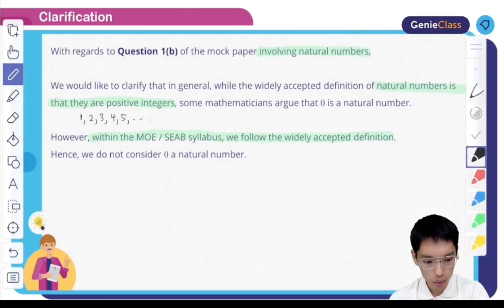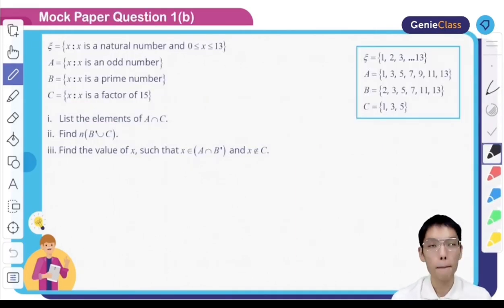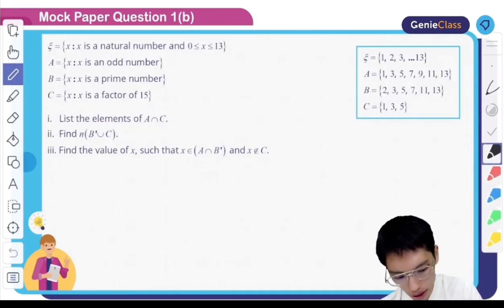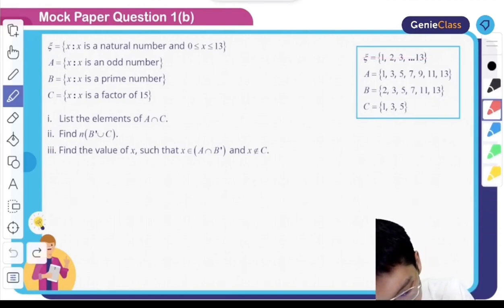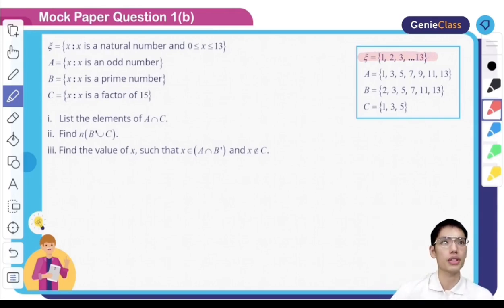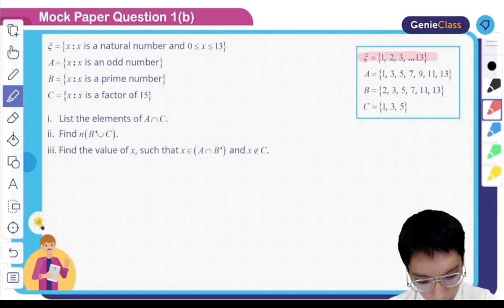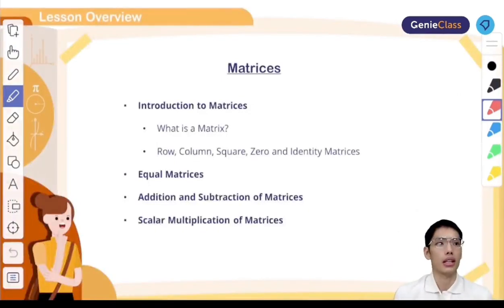So henceforth, when we talk about the mock paper question 1B, if we were to look at the universal set, sorry about that, it should not include zero. So therefore, that's the universal set. Just a disclaimer before we go on to today's lesson, which is matrices.